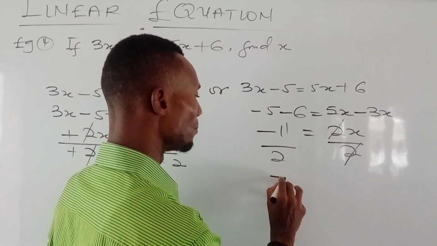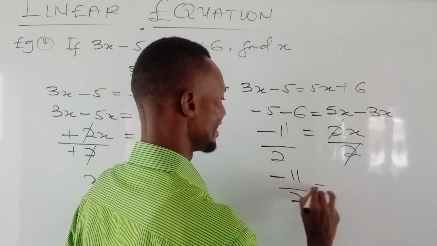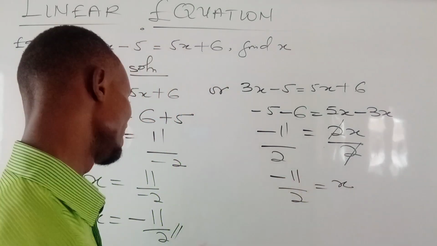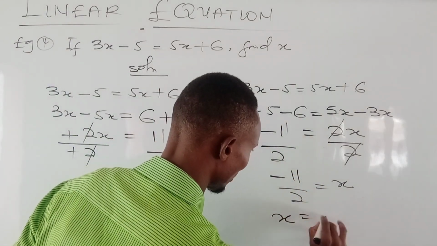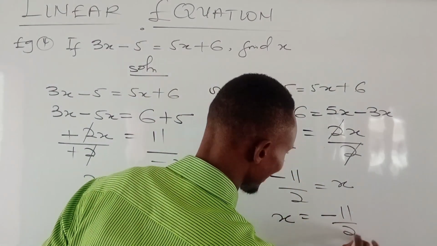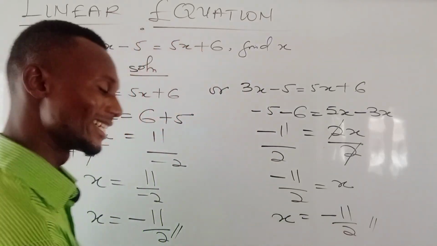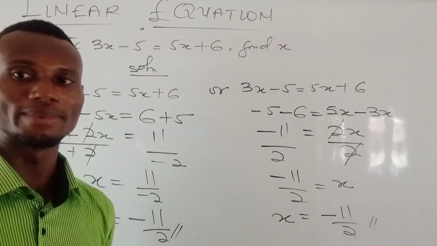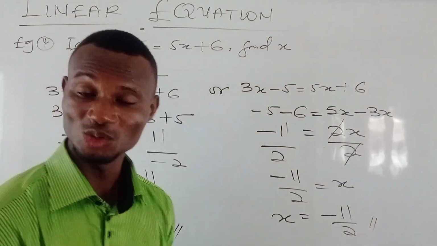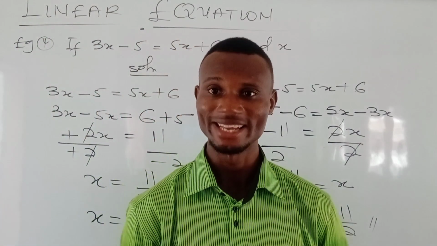So you have minus 11 over 2 equals to s, which is the same as this one. So you can rewrite it as s equals to minus 11 over 2. So you can see that we are getting the same answer. So whichever way that you group it, you end up getting the same answer. Please hope the understanding is clear enough.